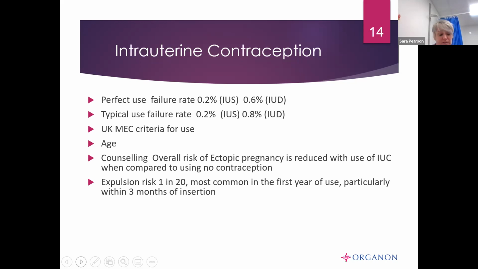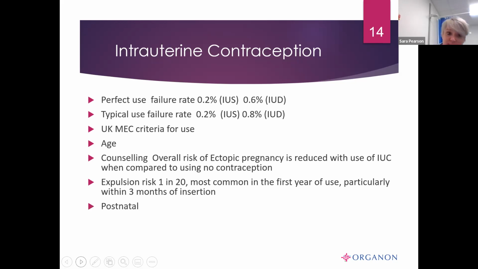So making sure that they know how to feel for it, and that what they're feeling for is the threads. If they're feeling anything more than that, that potentially might mean that the coil is already on its way out. So they should be encouraged to access GP or sexual health if they've got any concerns. And in the interim, if they can't find their threads and they're really concerned, encourage another method of contraception until somebody can establish if it's still in situ or not.